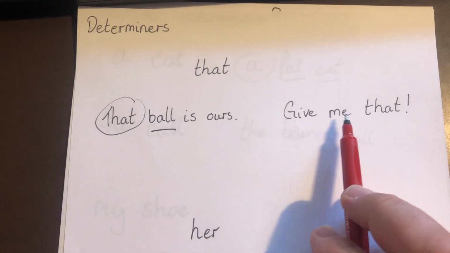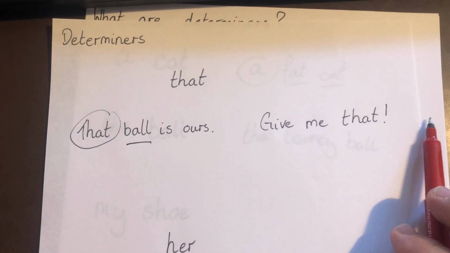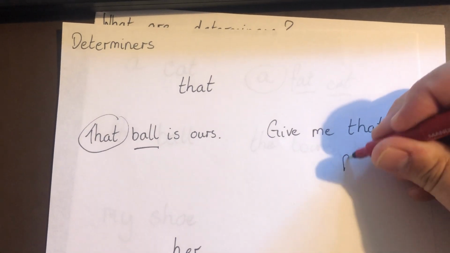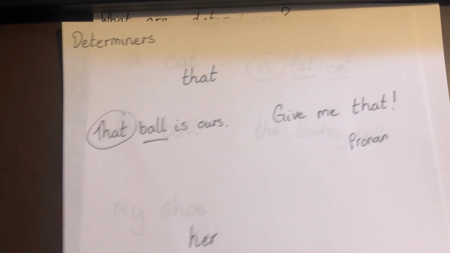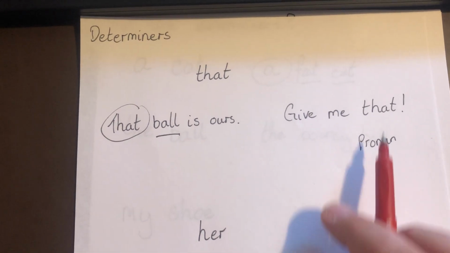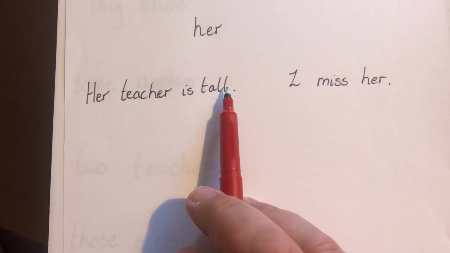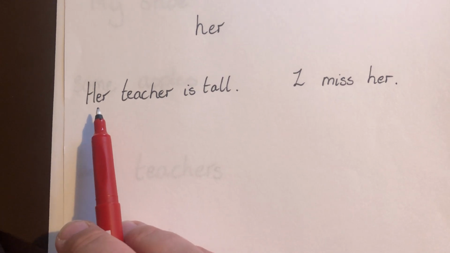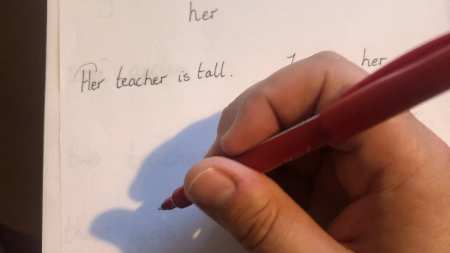If I look at this word, give me that. This time that, there's no noun after it. That there, it's a pronoun. So we don't want to get confused with those. If it comes before the noun, then we can say it's a determiner. But this one here is a pronoun. The same if I look at this one here. Her teacher is tall. Her, we usually see her as a pronoun. But in this sentence, her comes before the noun. So the her there is a determiner.